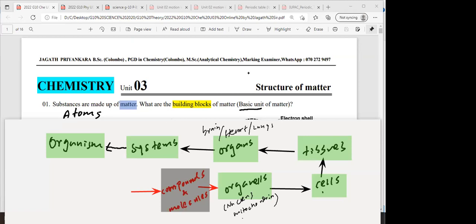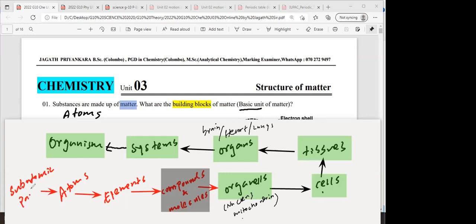So elements and the red part, elements and compounds, you learn under chemistry. They are made of atoms. I'll write here that elements, compounds and molecules are made of elements. Even if you take elements, that is atoms, and atoms are made of subatomic particles. Atoms consist of subatomic particles. This part you learn under chemistry. That's what we are going to discuss under this lesson.